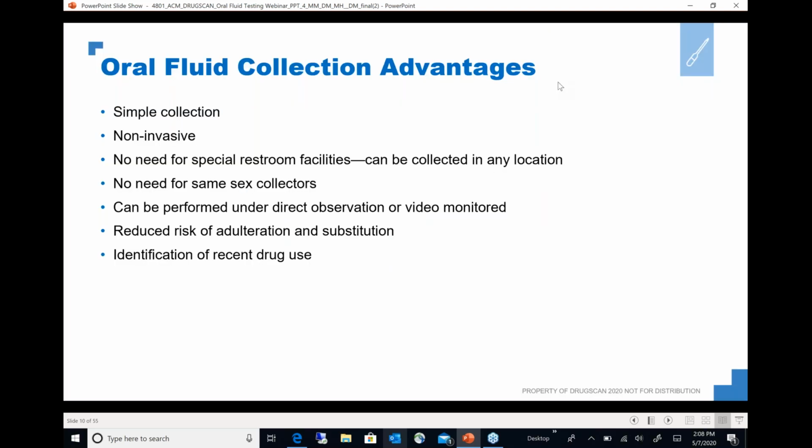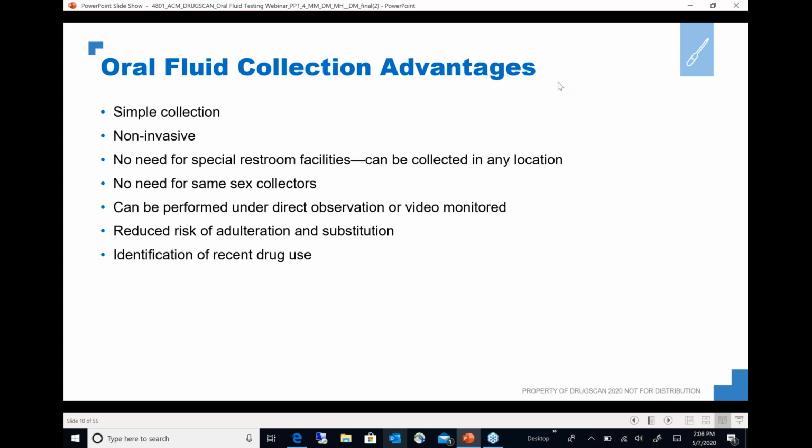Collection of oral fluid. There are many advantages to oral fluid collection. Simple collection is an important factor. It is a non-invasive collection. There's no need for special restroom facilities. You can collect it in virtually any location. No need for same-sex collectors for observed collections, as we do now for urine collections.